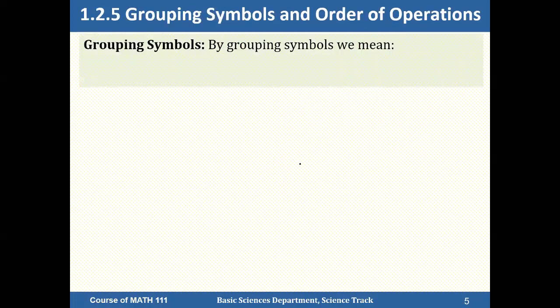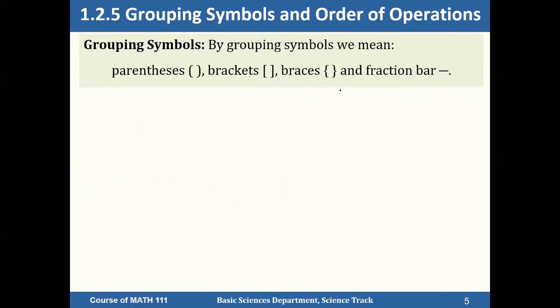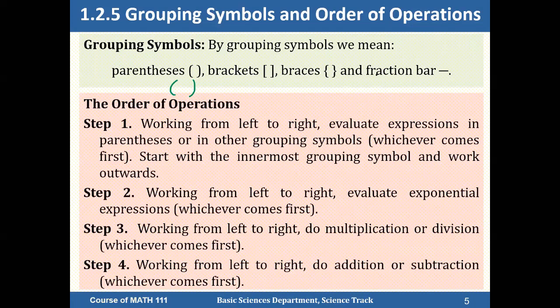Grouping symbols. This is very important. We have different types of grouping symbols in mathematics. Most used are parentheses, الأقواس. عندنا الشكل هذا brackets، عندنا الشكل هذا braces, fraction bar, and so on. And then when we compute mathematics, there is an order. Okay?